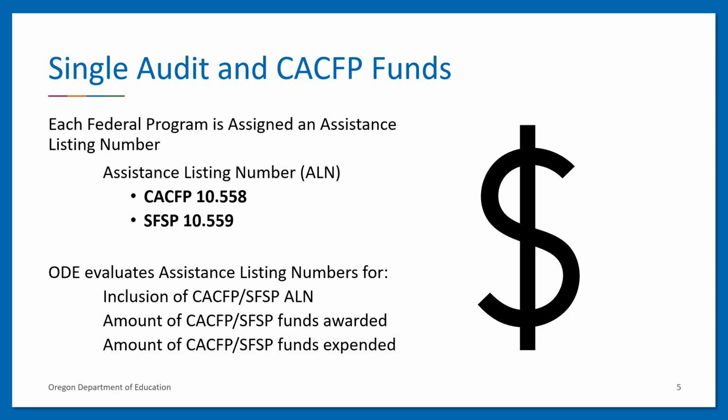ODE reviews the SEFA for inclusion of assistance listing numbers for CACFP and SFSP and compares this information to information in CNP Web. If a sponsor receives CACFP or SFSP funds and the assistance listing number is not included on the SEFA, or if the amount expended is significantly less or more than the amount received, ODE will contact the sponsor to seek additional information.